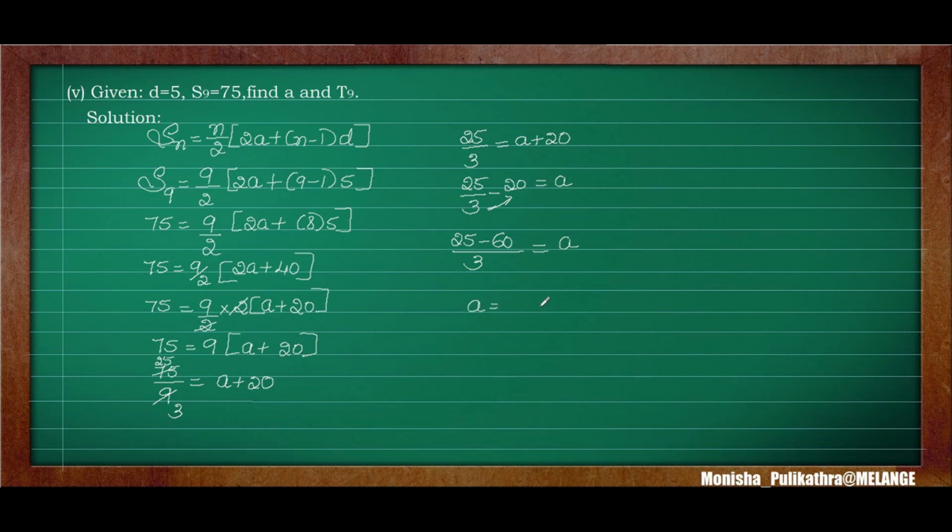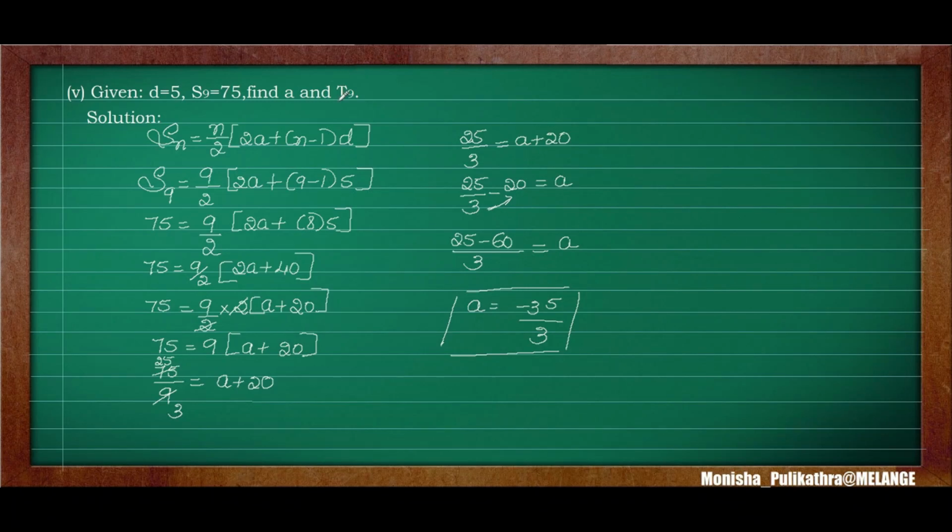So it will become 60 minus 25, which is minus 35 by 3. Okay, so 60 minus 25 is 35. The larger number is 60, so we should write the negative sign as it is, and divided by 3. So the value for the first term A is minus 35 by 3.